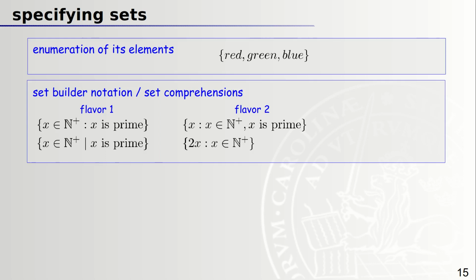The second example illustrates a way of using this notation to make set definition a little more economical. It's the set of all 2x such that x is in n+, in the positive natural numbers. In other words, this defines the set of all positive even numbers. If you like, try to define that set using flavor 1 style of set builder notation, just to get an idea of the difference.